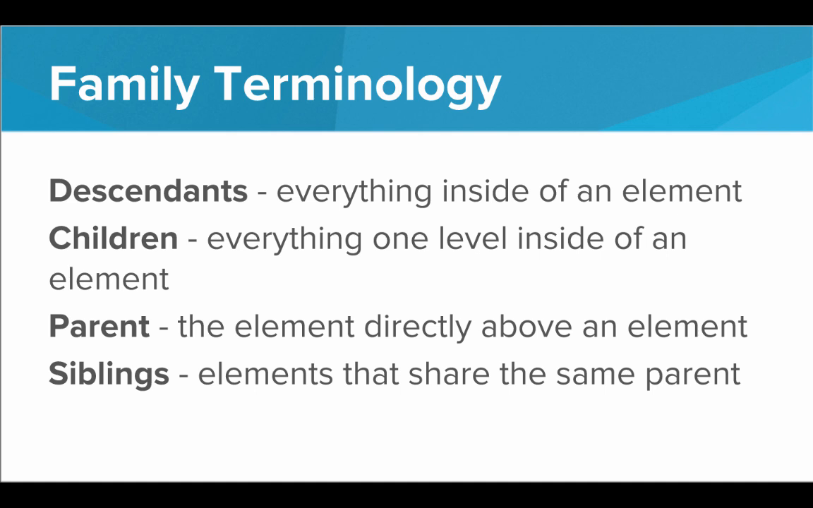So descendants of an element are everything that is contained inside of that element. Children of an element is everything one level down, one level inside of an element. The parent of an element is the element directly above, and the siblings of an element are all the elements that share the same parent.